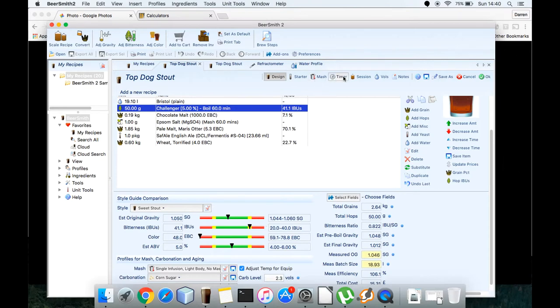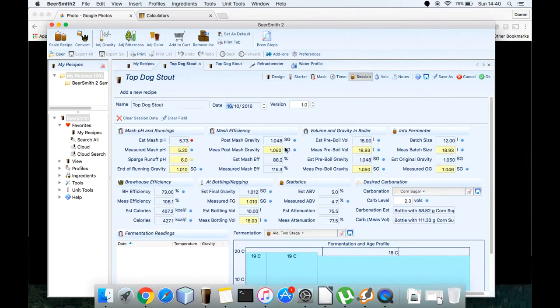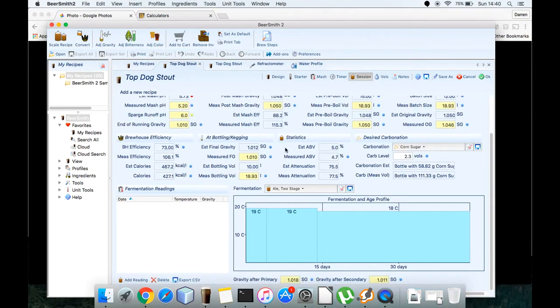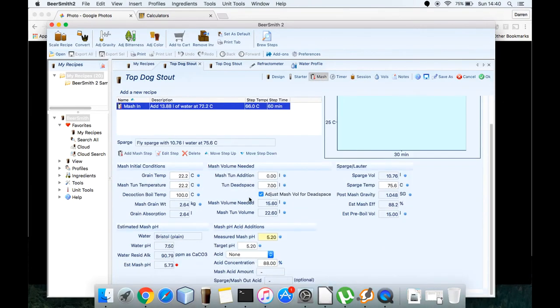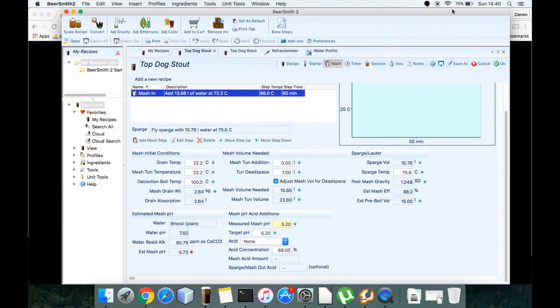Now, the last little bit, what we need to do is to have a quick look at the session here. Because I've added all my water profile stuff, it knows about the chemical makeup of my water. And I know my water pH here is normally about 7.5. It knows what my residual alkalinity is, and it can actually guesstimate how much. I reckon my mash, when I do a mash with that recipe there, it's going to be about 5.73.